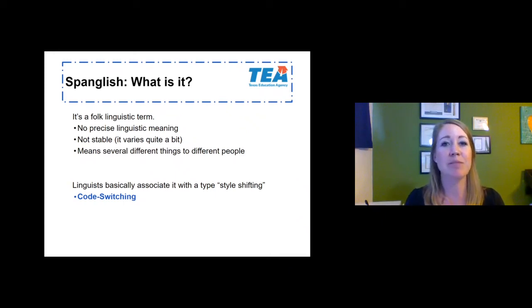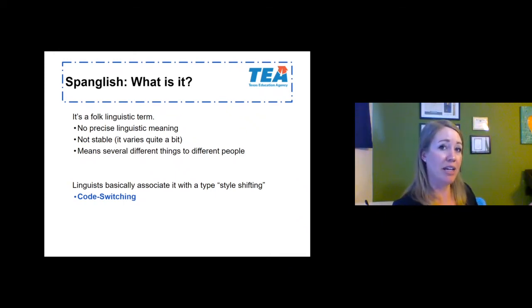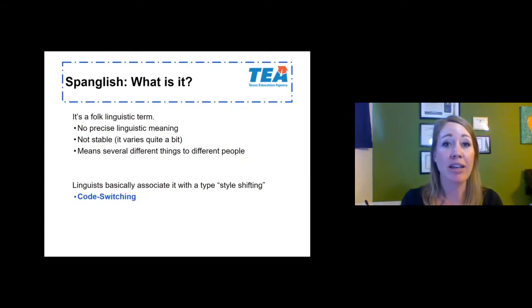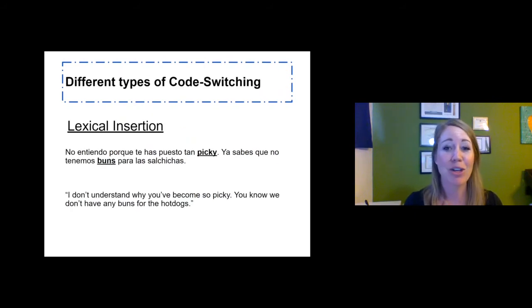It's not the same as me talking to you in English and then me turning to my child and talking in Spanish and then coming back to you and talking in English. That's not code switching. Code switching is when I'm talking to you and I go between the two languages in the same conversation with you. So that's what code switching is. If you come across studies with it, that's what they're talking about.